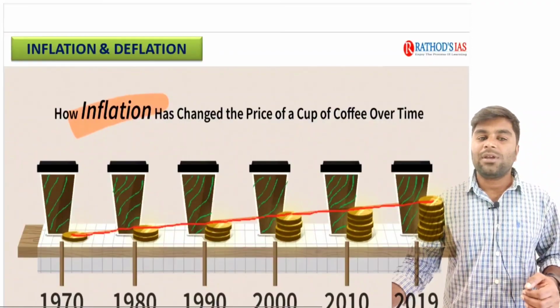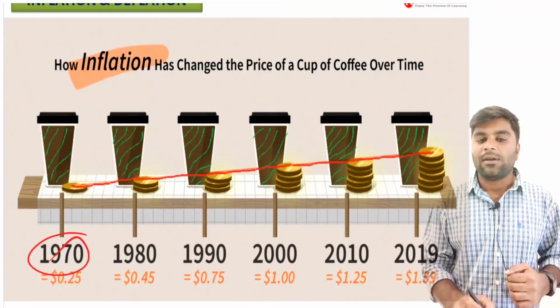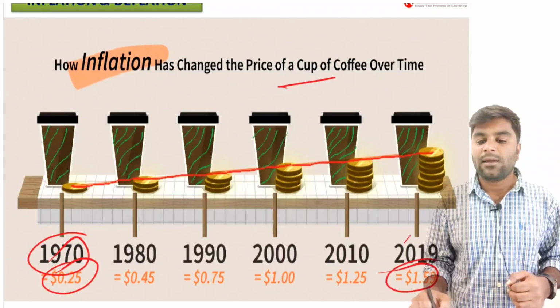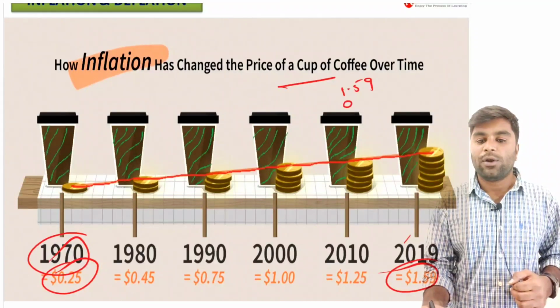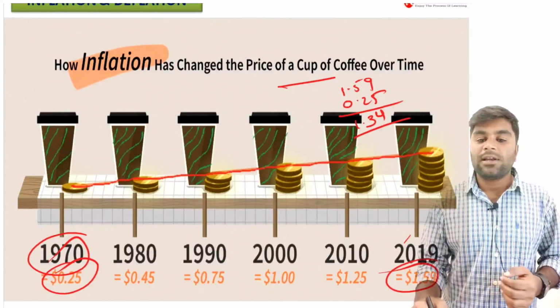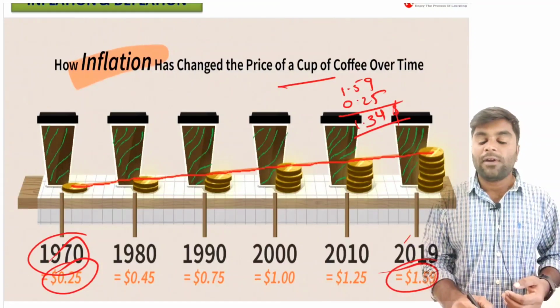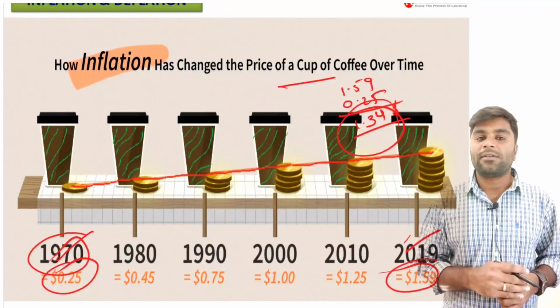Next, when it comes to the meaning and definition of inflation, if you observe this diagram, during 1970 a cup of coffee's price is about $0.25. By 2019, it is about $1.59. If we subtract 0.25 from 1.59, we get 1.34. You cannot express the inflation rate as $1.34. So if somebody asks you what is the inflation of coffee in 2019 when compared to 1970, you cannot simply say the inflation is about $1.34.